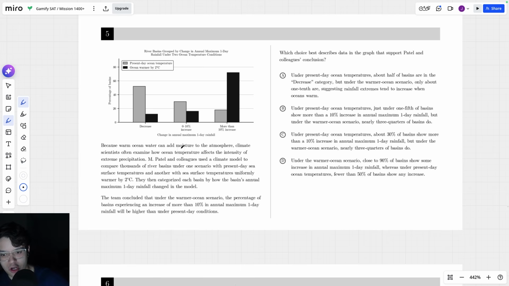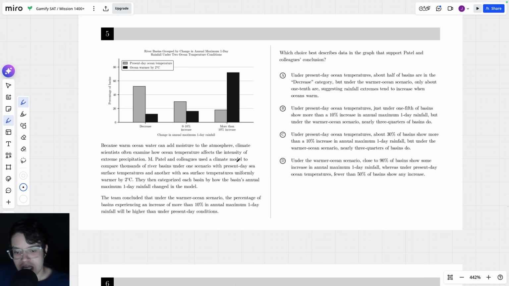Because warm ocean water can add moisture to the atmosphere, climate scientists often examine how ocean temperature affects the intensity of extreme precipitation. So basically it's saying here that when the ocean water is really warm, it can basically add moisture to the sky, and that makes it rain more or something like that.